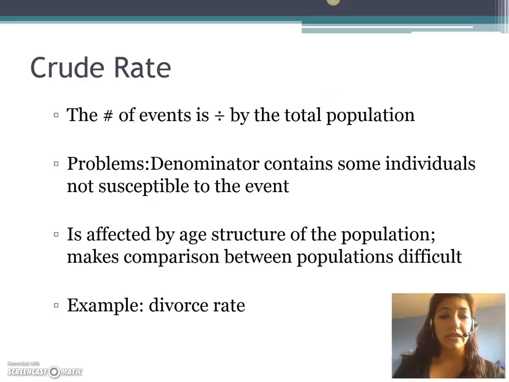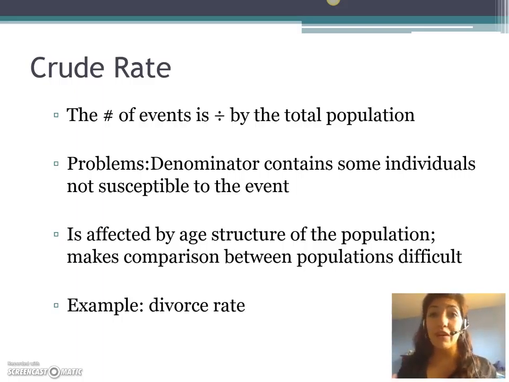Now, the crude rate, again, is the number of events that's divided by the total of the population. Now, the problem is the denominator contains individuals that may not be susceptible, that couldn't be part of that event. So it's affected by age structure. It can make comparisons difficult. So a good example is the divorce rate. If you just say the crude divorce rate is the number of divorces per 1,000 people in the population. Okay, but what if in those 1,000 people that you get, you have minors, or if you had people that are single, that have never been married? Well, what do you need to be before you can get divorced? You need to be married.